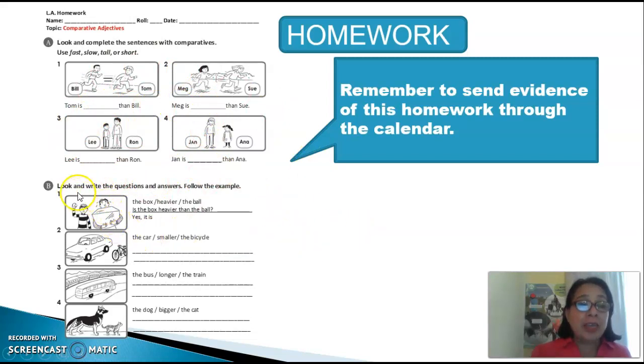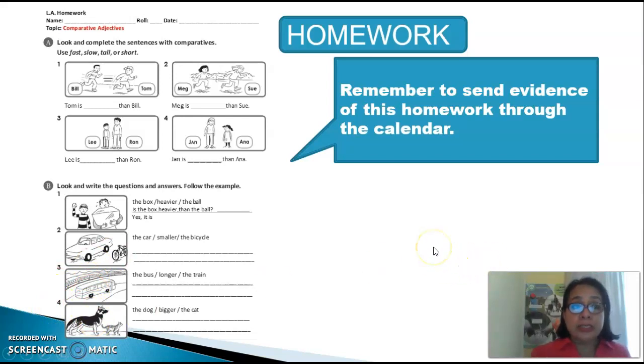In the exercise B, you have to look and write the questions and answers and follow the example. For example, you have the box, heavier, the ball. Is the box heavier than the ball? You have to make a question. According to the picture, yes it is. So you will do the same with the number 2. The car is smaller than the bicycle. So you have to write down, is the car smaller than the bicycle? Look at the picture and answer yes or no. And you will do the same with the number 3 and the number 4.